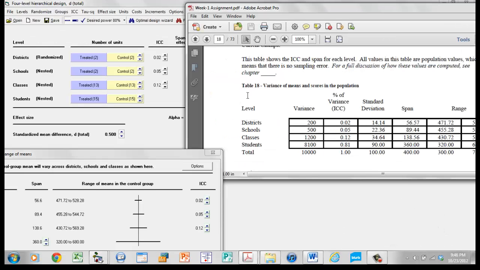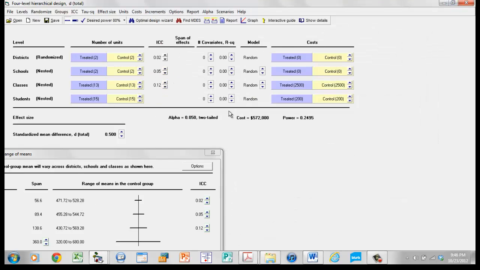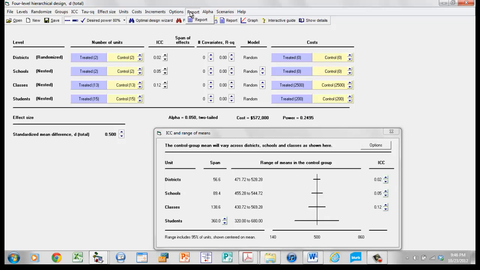Okay, I've duplicated these numbers over here in the program. I've put in an ICC of 0.02, which matches this, 0.05 for the second level, 0.12 for the third level, and internally the program is computing 0.81 as the analog to the ICC for students. We can see over here the span is 56.57, 56.57, 89.44, 89.44. The range is 471.72 to 528.28, 471.72 to 528.28. So all the numbers match.